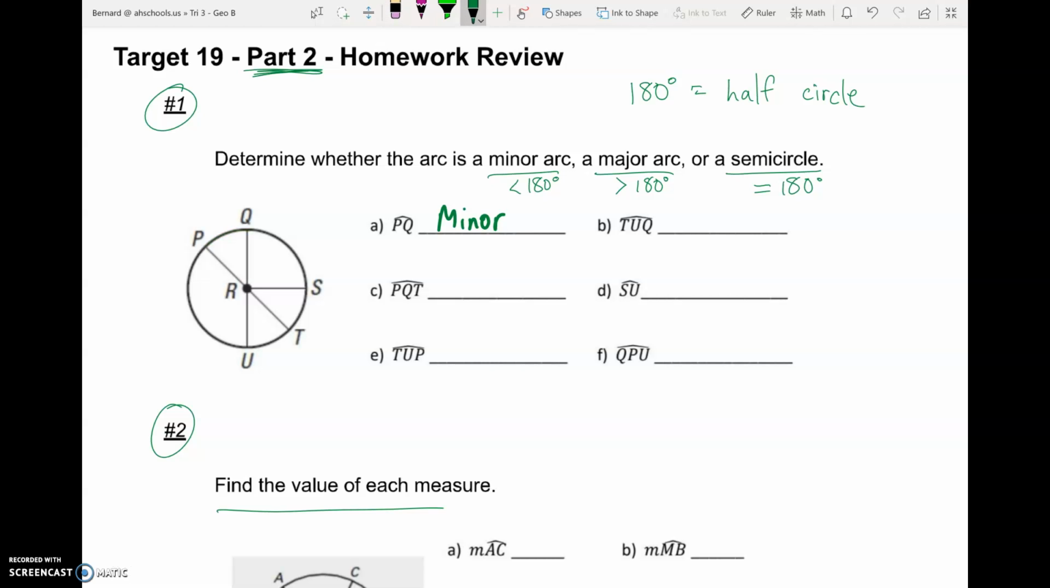Let's go TUQ. So start at T and just follow the letters. T to U to Q. It's a little bit more than half the circle, so we'll call that a major arc.